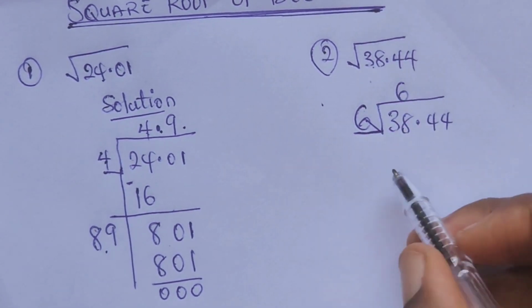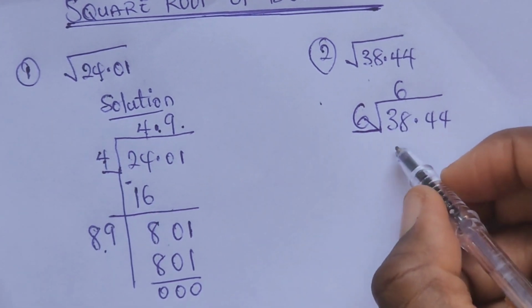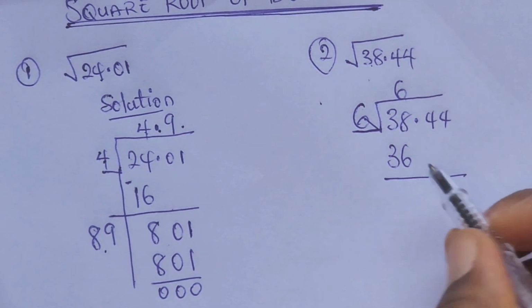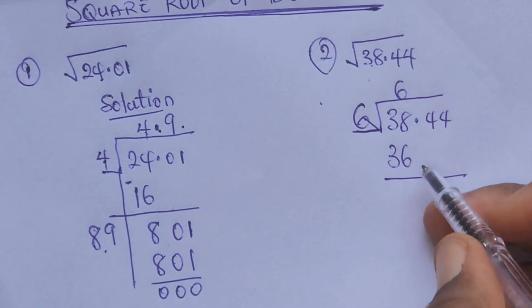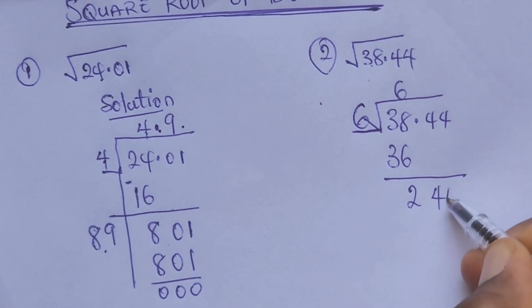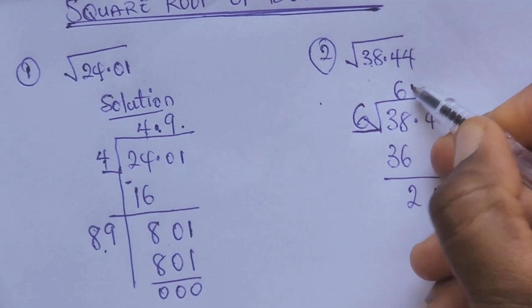So we write 6 here. 6 times 6, we have 36. When we subtract, we have 2. We bring down our 4 here. Then we put a decimal number here.